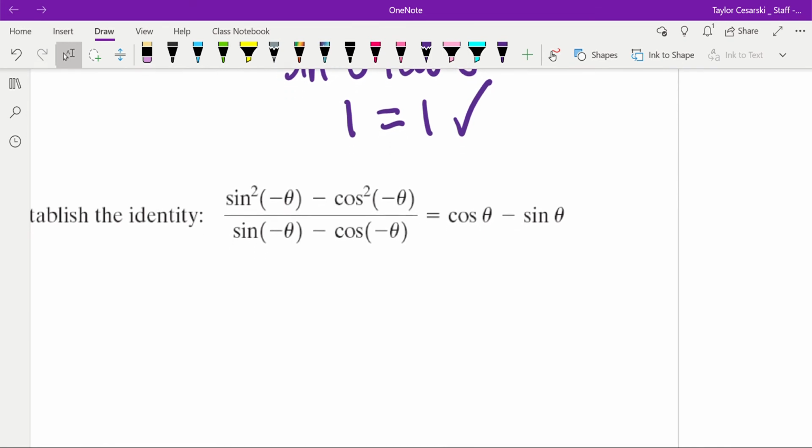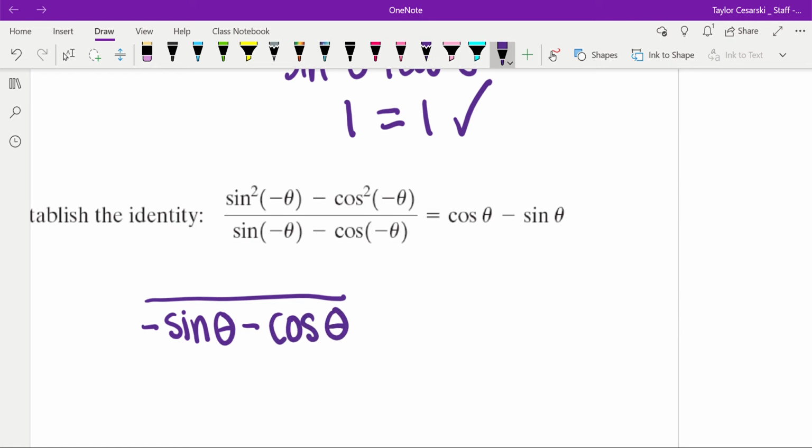All right, same sort of process here. Okay, so what I can do, let's actually start on the bottom. So sine of negative theta is going to be negative sine of theta minus, now cosine of negative theta is just going to be cosine of theta, because cosine is even and sine is odd. So what I would do is pull out a negative, so negative, and then make that positive. And then you have sine plus cosine.